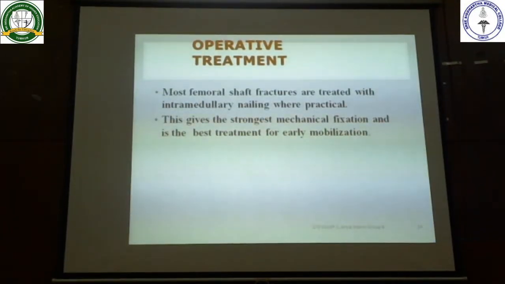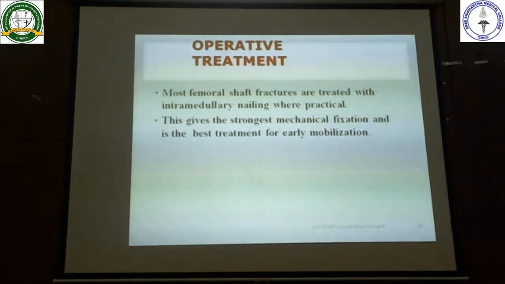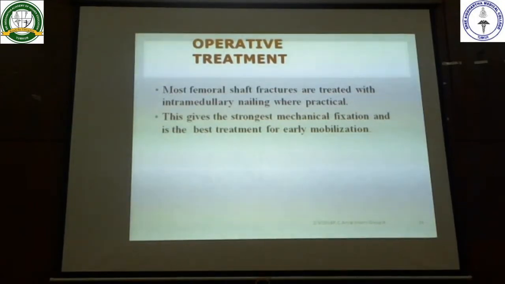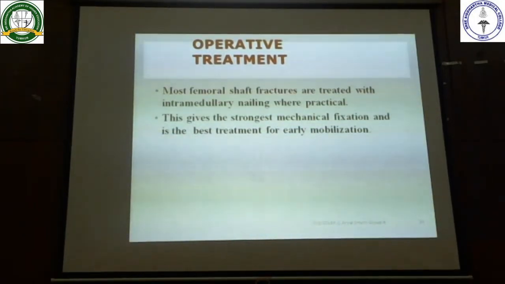Coming to operative treatment, which I already mentioned, most femoral shaft fractures are treated with intramedullary nailing. Again, I think you might be aware of that term. Intramedullary nailing is one of the commonest types of surgery used for trauma in orthopedics.